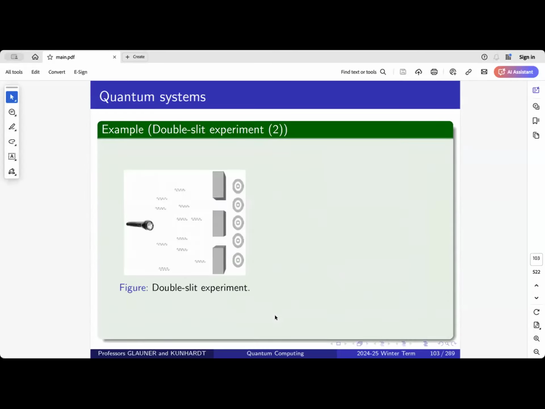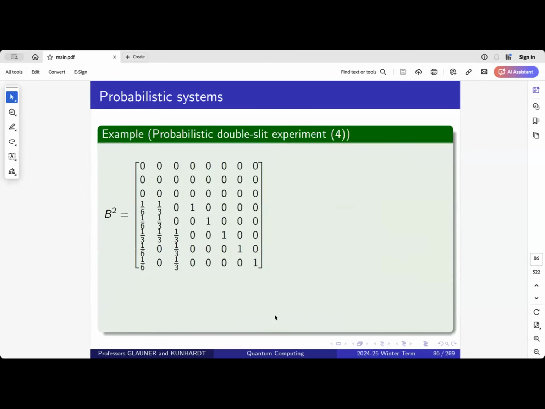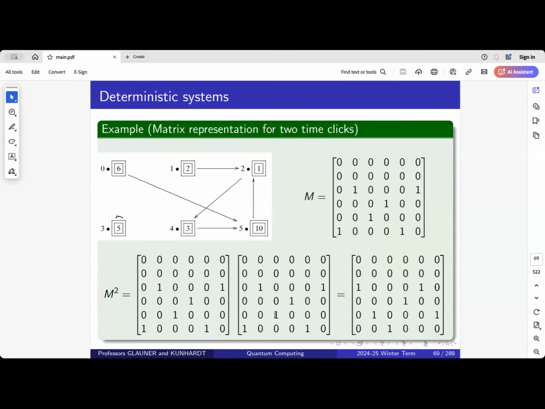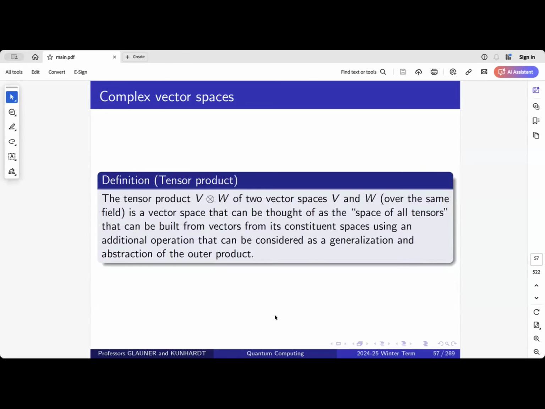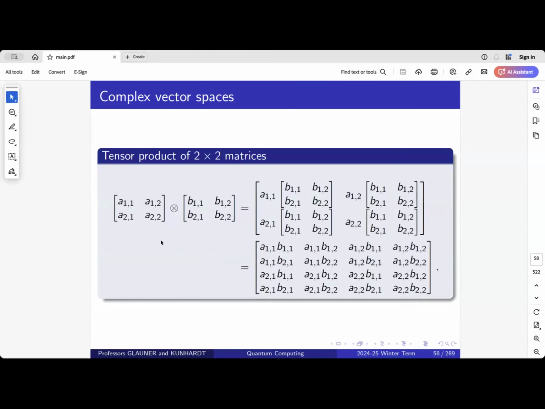So we'll just go back to the previous chapter, the maths chapter, where we introduced the tensor product. We said we have two vector spaces, V and W, and we want to build the tensor product of these two vector spaces. It was this one here. We said we have our first matrix and a second matrix, and the tensor product just builds a much larger matrix.